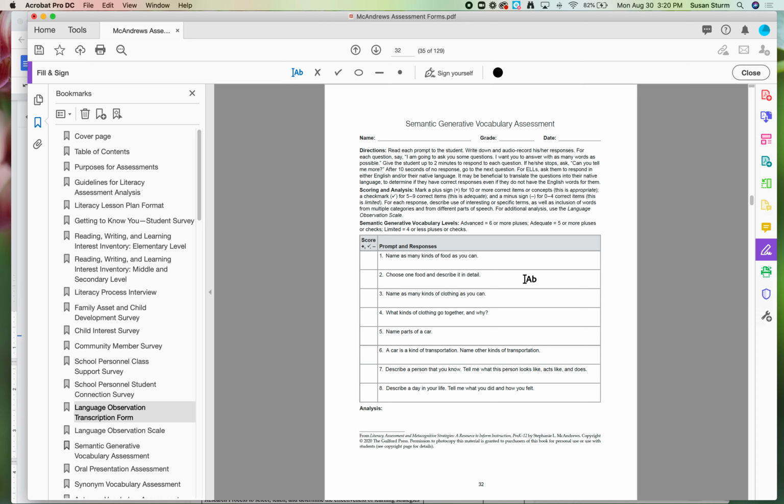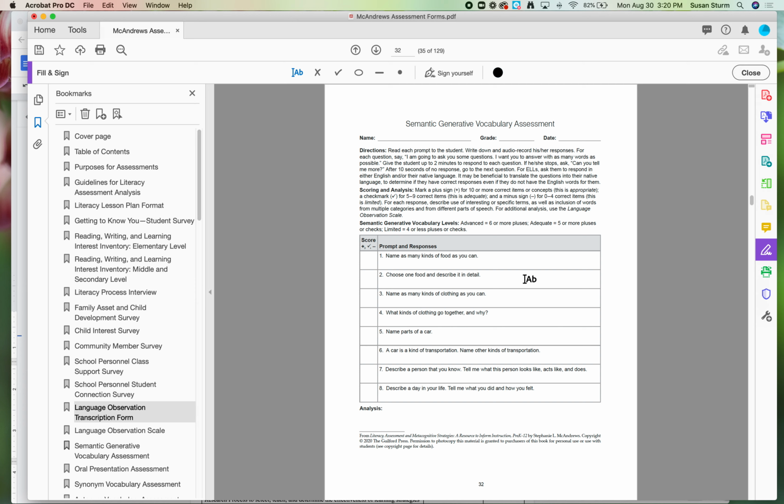So in order to give this assessment, the teacher's going to read each prompt that you see on the page to the student and write down, and it says you can also audio record. You can only audio record if you have permission, but you can audio record their responses. So for each question, the teacher's going to say, I'm going to ask you some questions. I want you to answer with as many words as possible. Then you give the student up to 2 minutes to respond to each question. If they stop, you can ask, can you tell me more? And after 10 seconds of no response, you can go on to the next question.